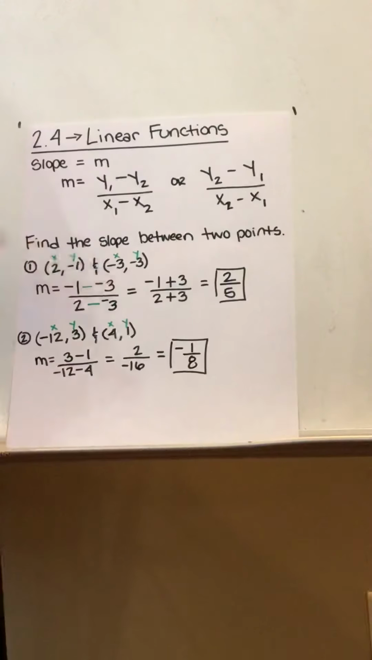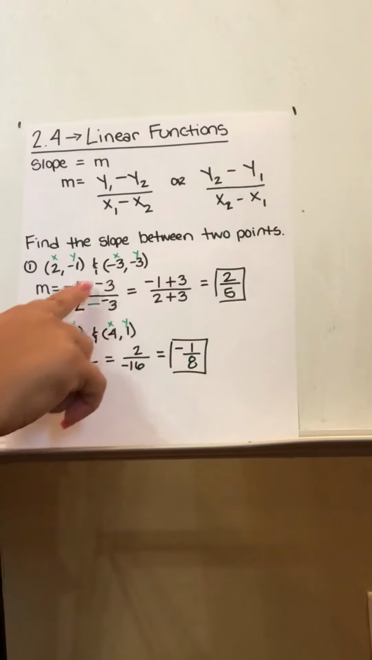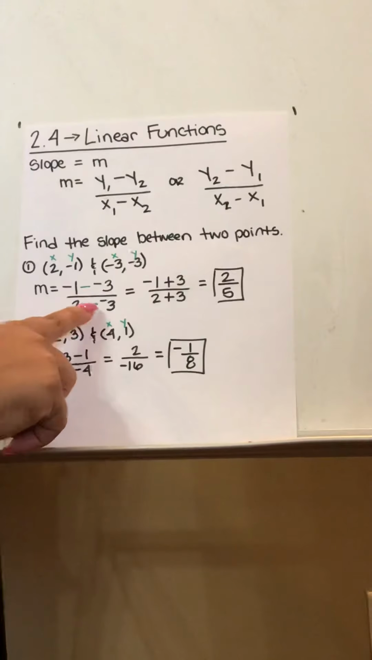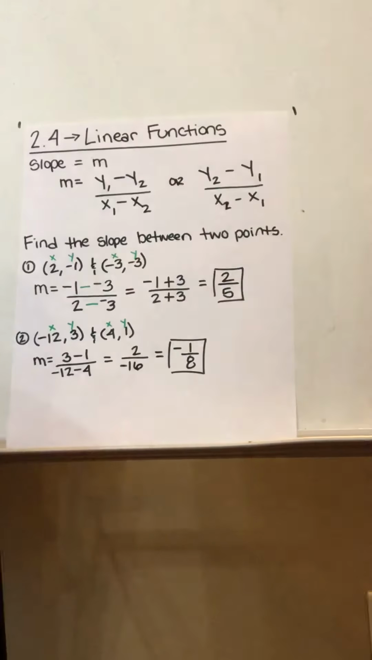Now, if I give you 2 points like I've done on the first example, (2, -1) and (-3, -3), find the slope. Well, you're just going to plug it in. We're going to take the y numbers, -1 minus -3. Two negatives there in the middle make a +3. My x numbers will be 2 minus a -3. And again, those two negatives make a +3. Do your operation. -1 plus 3 is 2. 2 plus 3 is 5. So your slope is 2/5. Pretty simple. Just plug into the formula.